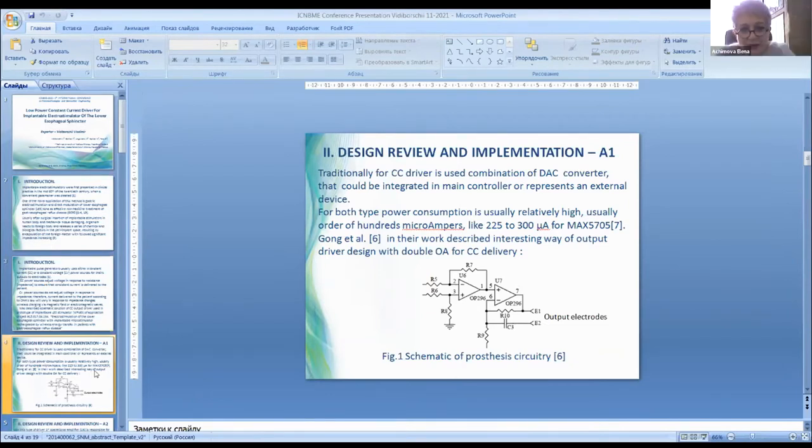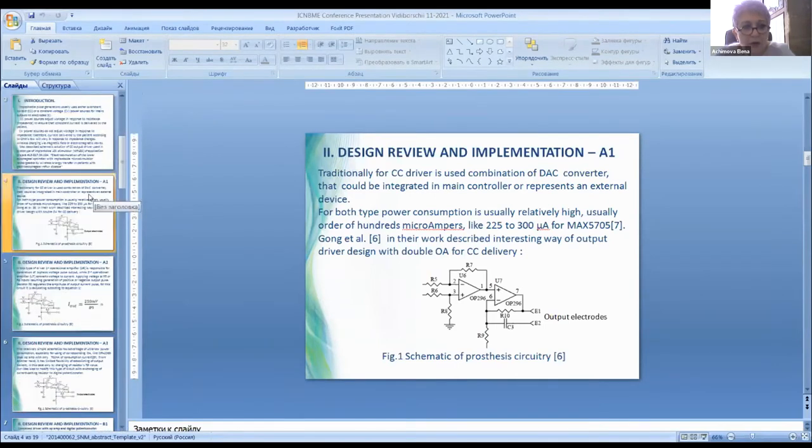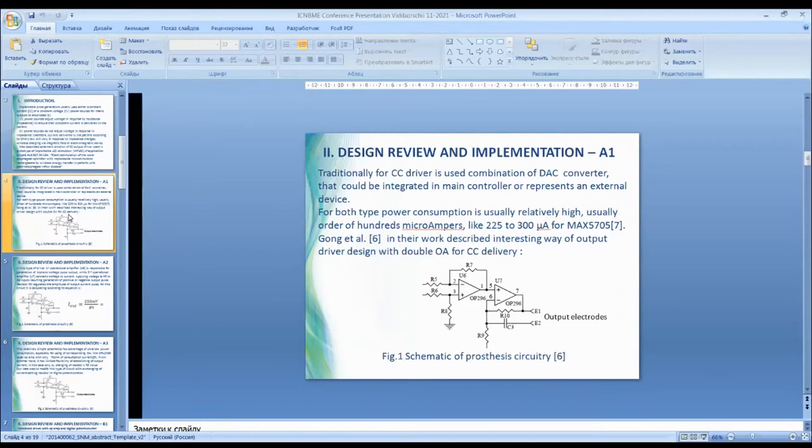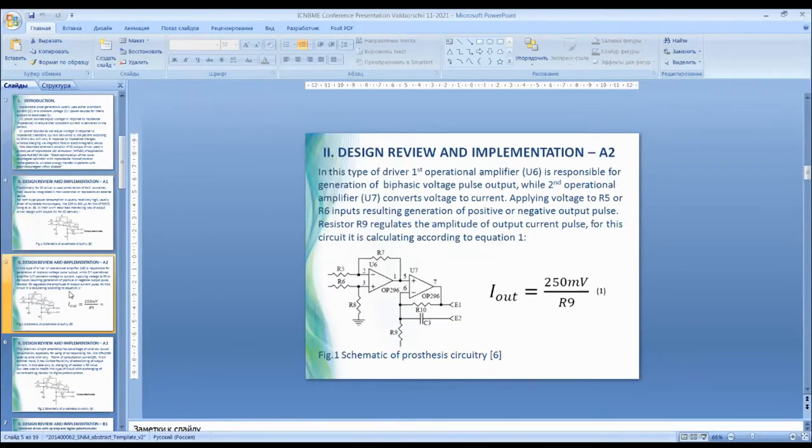I still wanted to discuss this slide. Here you can see a schematic using a double operational amplifier, and it allows us to control the output current. On this schematic, the output current is controlled by the resistance of R9. So we have only constant current applied, and when we put this driver to a negative or positive peak, in any case we will receive only a stable output current, which is also calculated according to the provided equation.